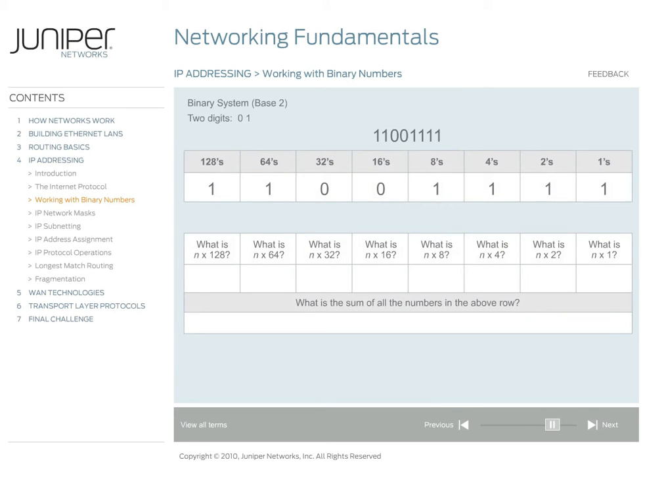To verify our work, we can convert binary back to decimal by adding up the powers of 2 that are turned on. It should add up to 207.